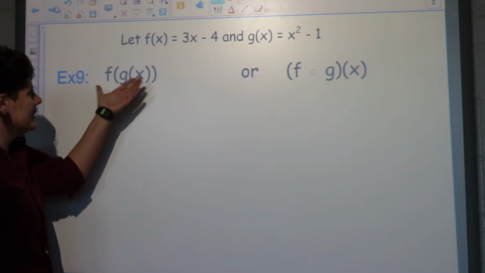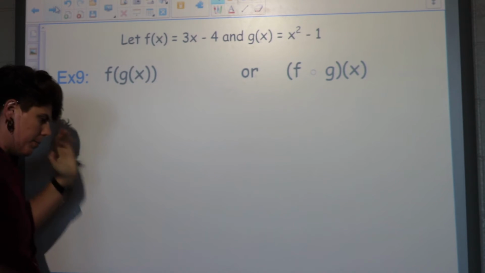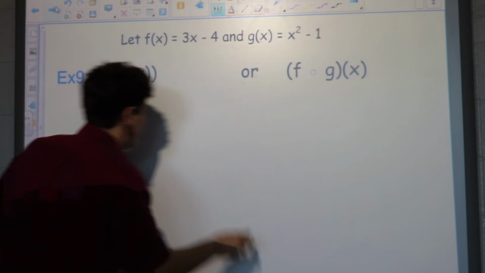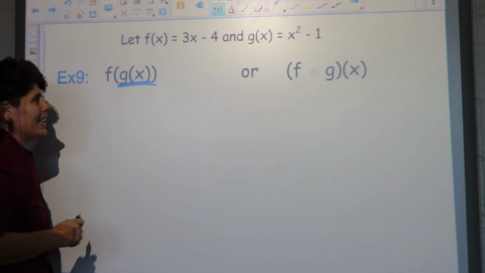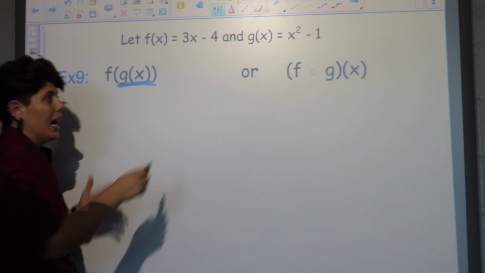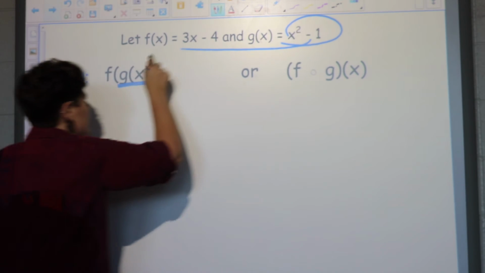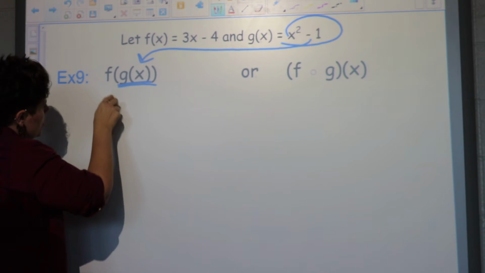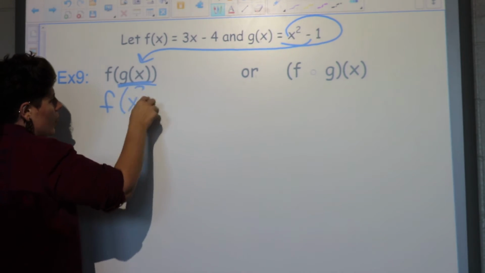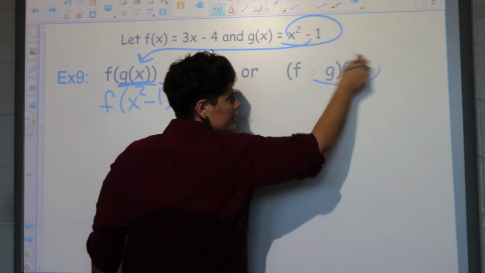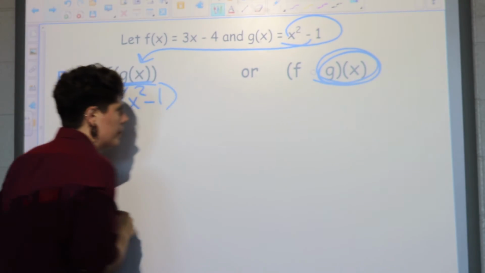Number 9, we're back to letters. Remember, these are a little trickier, but not too bad. Just because I can't find the value of g of x, I still know what g of x equals. So I just substitute. So I have f of x squared minus 1. Again, always starting with what's closest to the letter or number.